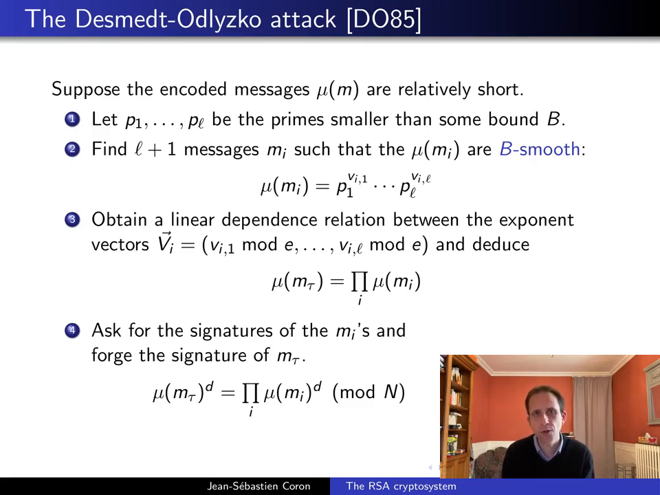So the attack works as follows. The basic decimal disco attack works only if we assume that the encoding message mu of m is relatively short, that is much shorter than the RSA modulus.